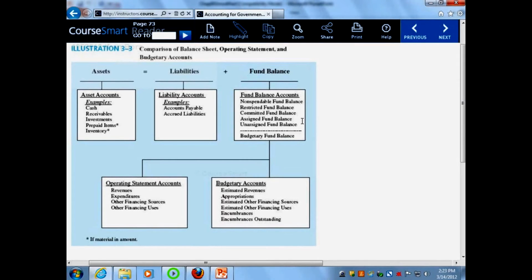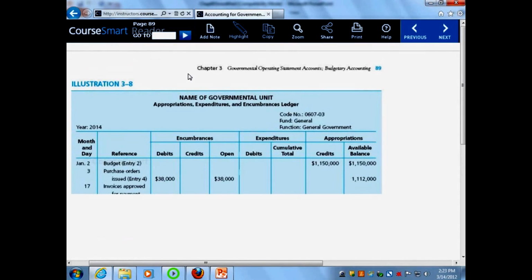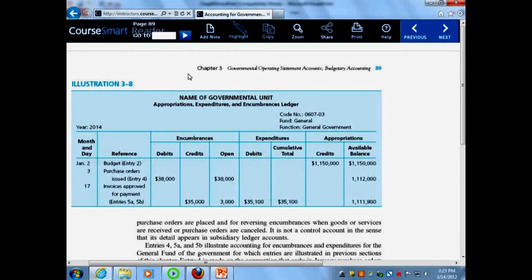Let me show you an example of how that's done so we don't lose it, okay? If you can understand this, you got the encumbrance system down, okay? We'll take a look at page 89. It's a little bit more complicated than the example that I just gave you, but I think you guys will get this.